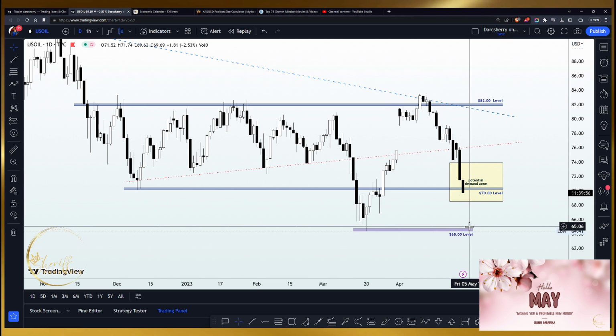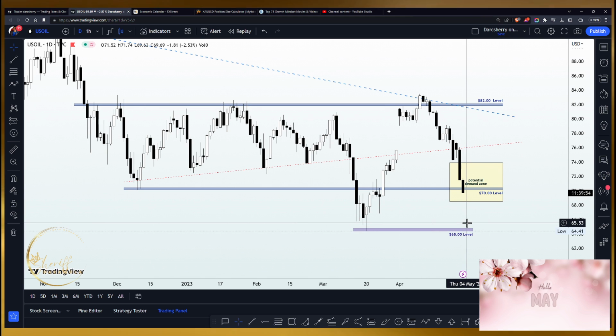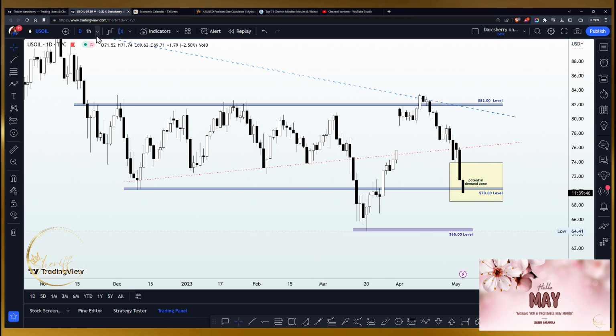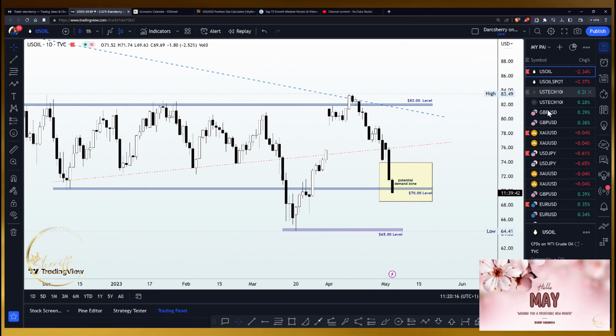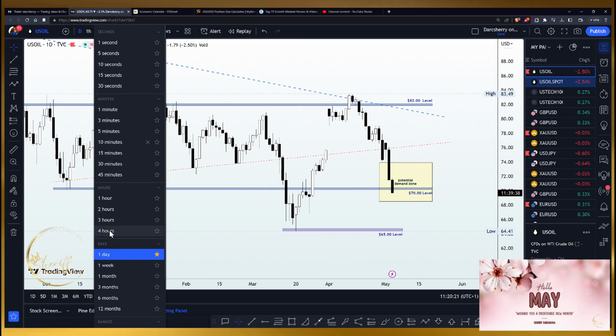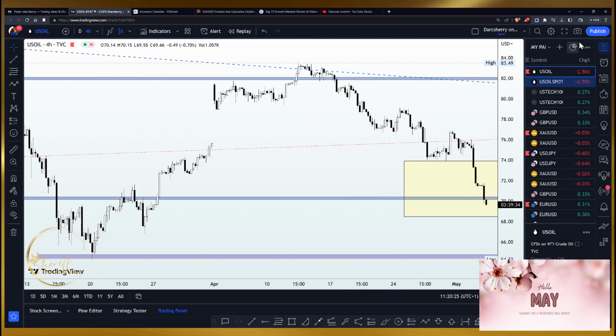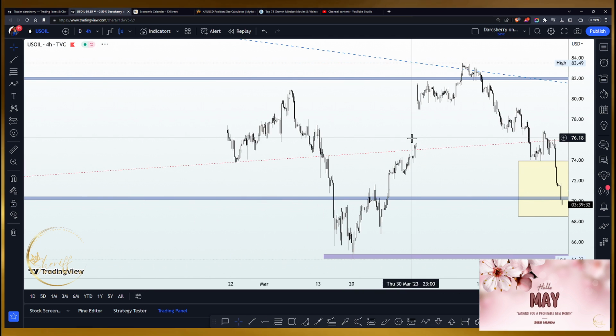So in order to have a better perspective into what is going on here, we will need to scale down to a much lower time frame. Let's start with the 4 hours time frame first of all, then we scale further down into the 1 hour time frame to have a better perspective into what is really going on. So we shall be zooming right into the 4 hours time frame right now, and this is the 4 hours time frame here.